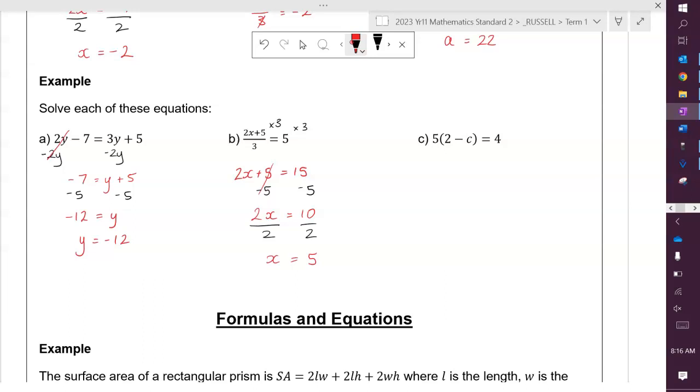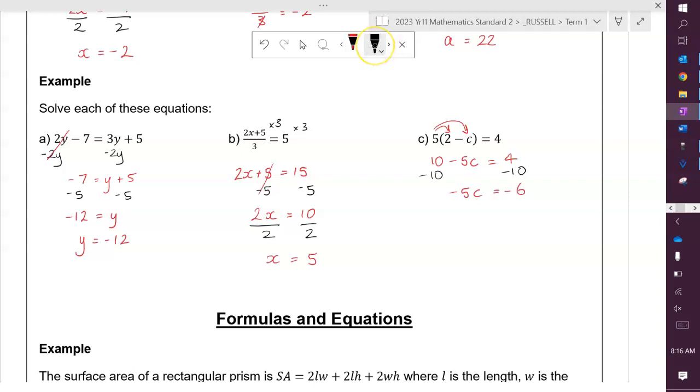And our last one here, using a little bit of what we did with some expanding of brackets, means we multiply through. So 5 times 2 is 10. 5 times negative c is negative 5c, and it equals 4. I'm going to eliminate my 10, so that's a positive. So negative 10 to both sides. So that leaves me with negative 5c equals negative 6.